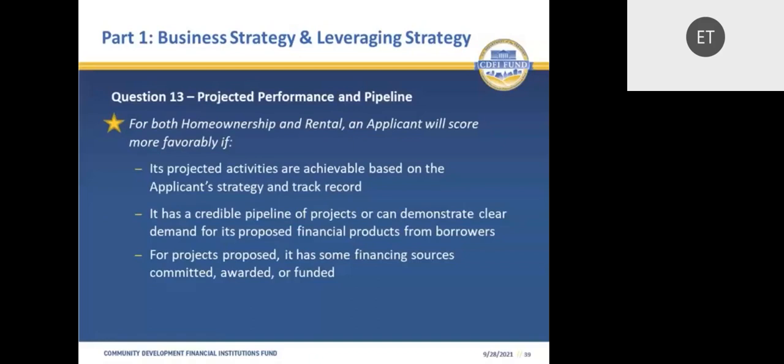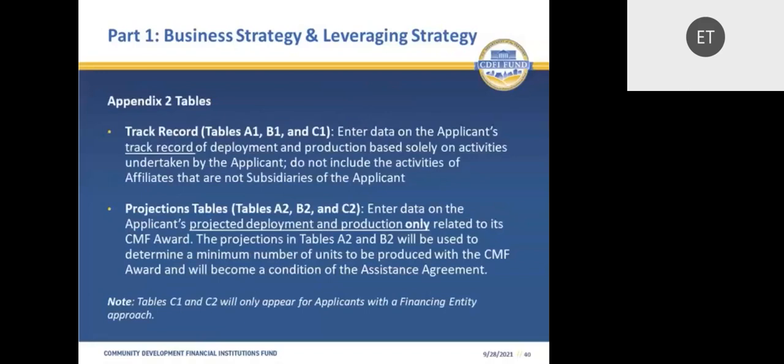Next slide. So as we talked about in Appendix 2, this is where you'll enter both your track record and your projections. So in track record, that will be for tables A1, B1, and C1, you'll enter data on the applicant's track record of deployment and production, but keep in mind, based solely on the activities undertaken by the applicant, you do not want to include the activities of affiliates that are not subsidiaries of the applicant. And then second, for the projection tables, those are tables A2, B2, and C2, you're going to enter the data on the applicant's projected deployment and production only related to its CMF award.